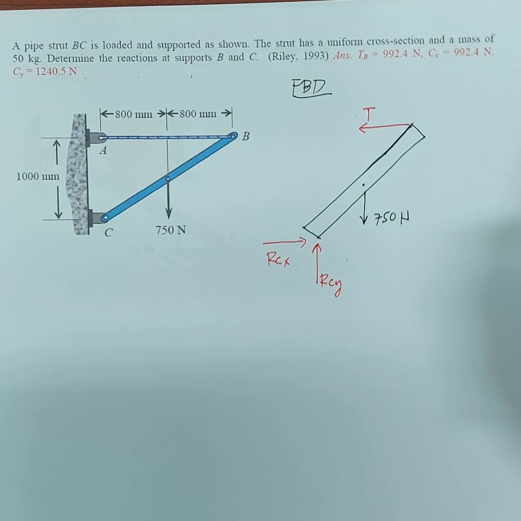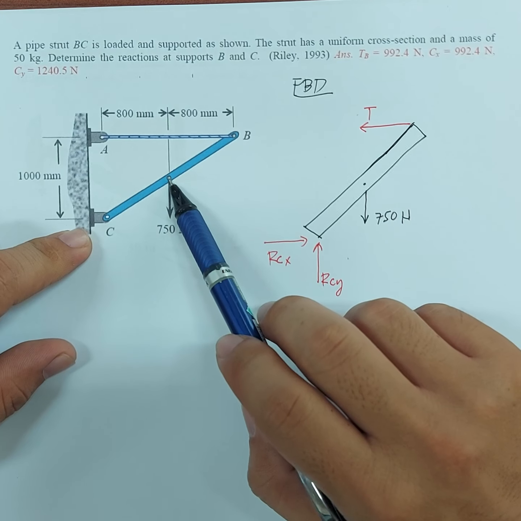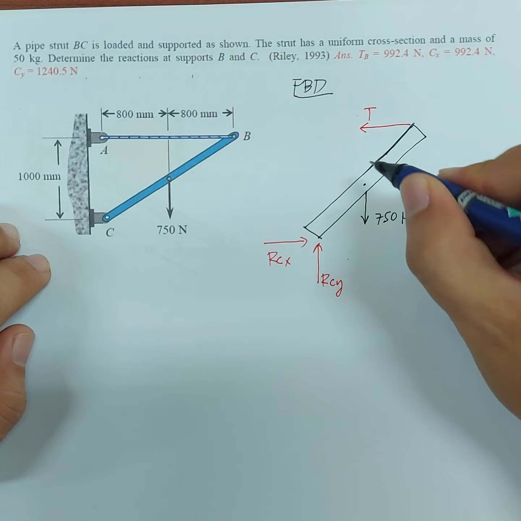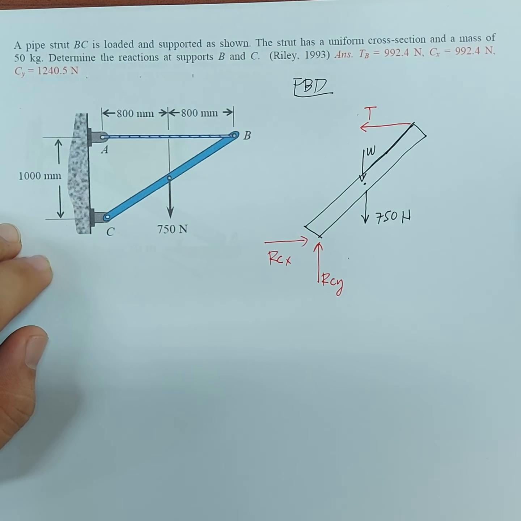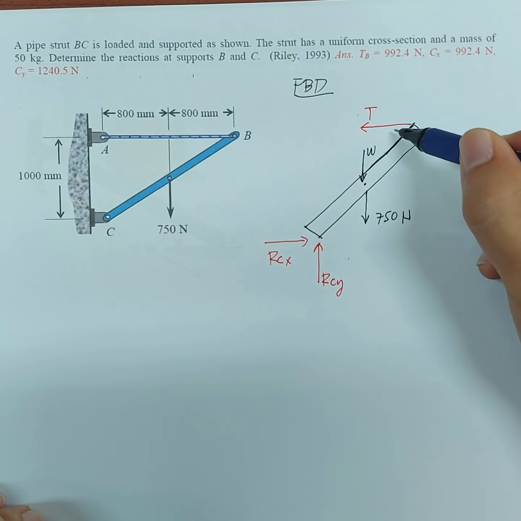So, saan mag-act yung mass ng pipe strut? So, yung mga mass would act at the center of mass. Saan yung center of mass? Dun sa may center of gravity or centroid. So, for strut BC, saan yung center niya? Nandito. So, nandyan din yung weight niya. So, weight is always directed downwards. So, nandyan din yung weight ng strut natin. Okay? So, kompleto na yung FBD natin.